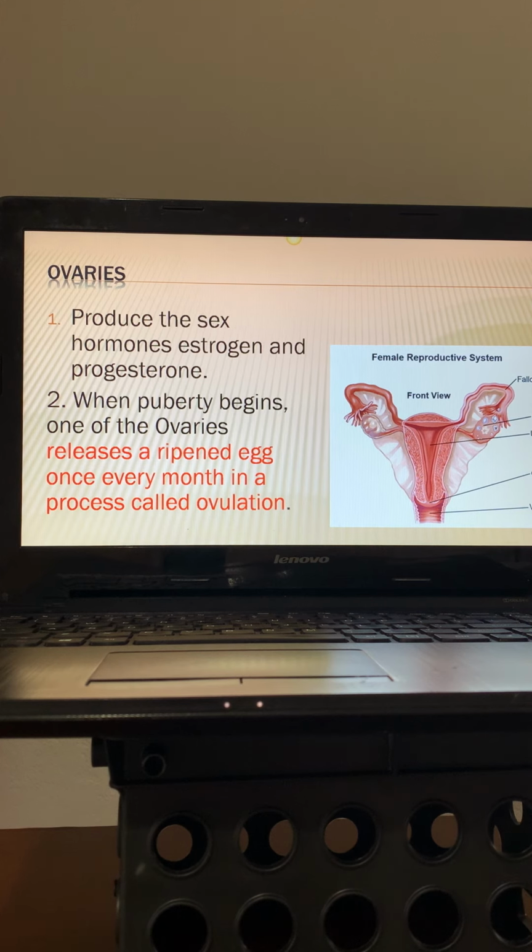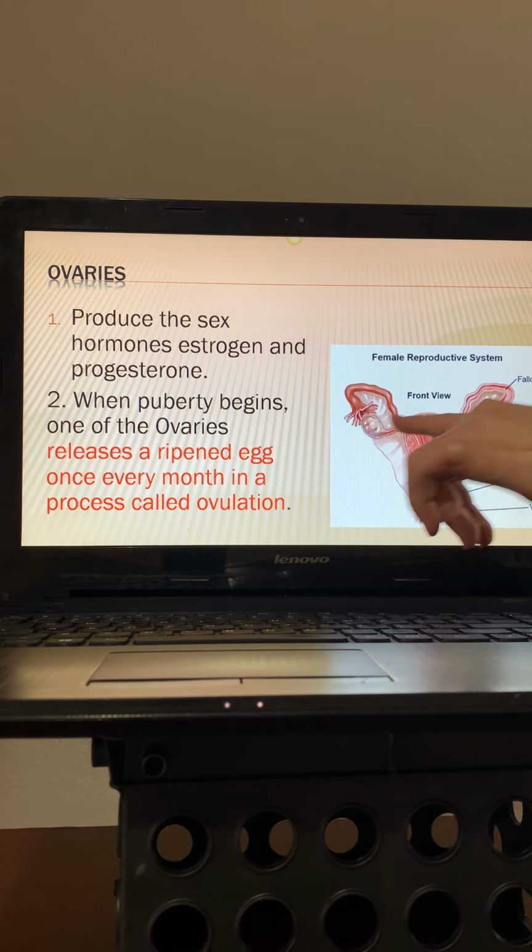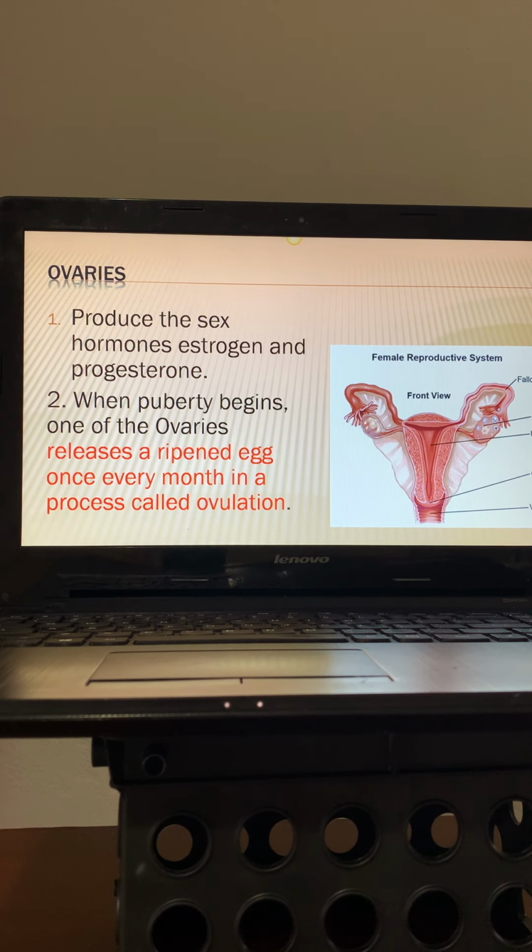knew what to write. So the ovaries are these 2 structures, 1 on each side right here, that look like the letter O or a circle. And they have 2 jobs. So they're going to produce the female sex hormones, estrogen and progesterone. And once puberty begins in a female, once a month, her ovaries are going to release a ripened or a mature egg, and that's called ovulation. So once a month from the ovary, she will release a mature egg into that fallopian tube.